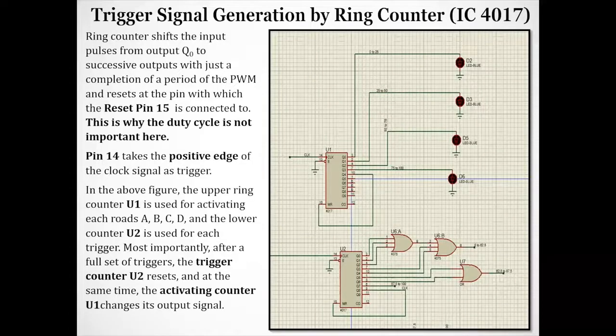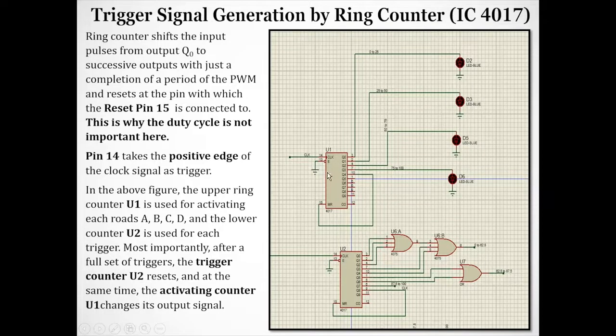Now we will explain the function of the ring counter IC 4017. The ring counter shifts the input pulses from output Q0 to successive outputs with just the completion of a period of the PWM, and resets at the pin to which the reset pin 15 is connected. This is why the duty cycle is not important here. In other words, pin 14 takes the positive edge of the clock as trigger.